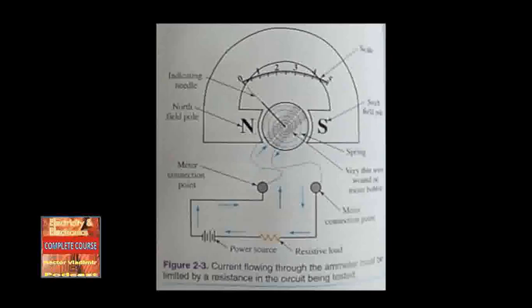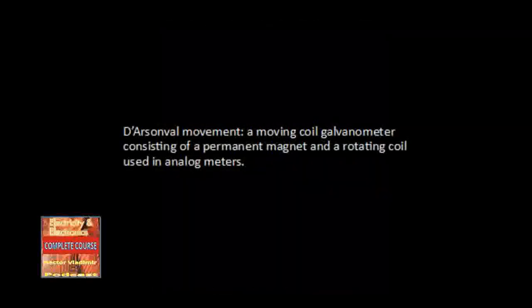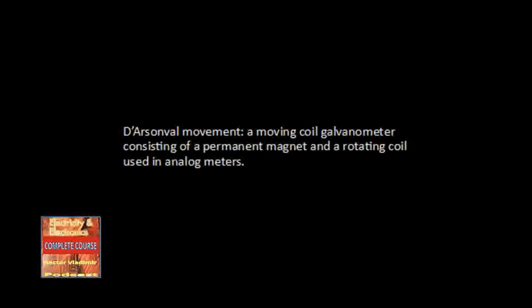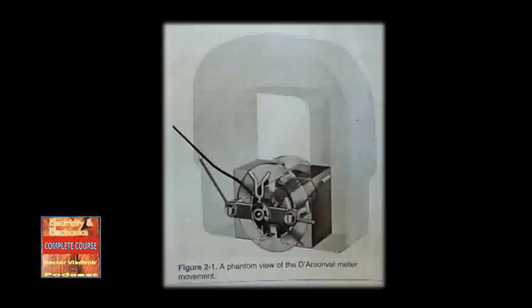Again, see figure 2-3. Caution: the coil that rotates in the magnetic field is mounted on precision-type jewel bearings, much like a fine watch. The jewel-type bearings and mount, known as a D'Arsonval movement, make the instrument very easy to damage if dropped or jarred. Extreme caution should be used when transporting or moving a meter with a D'Arsonval-type movement. Figure 2-1 will show you a phantom view of the D'Arsonval meter movement.